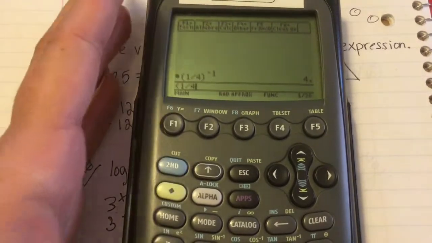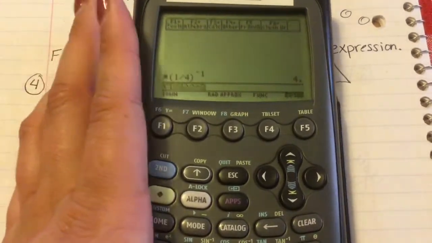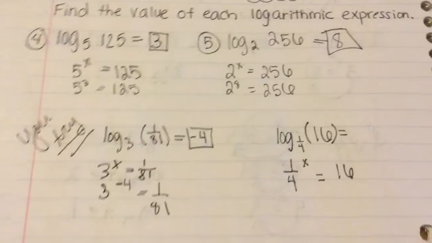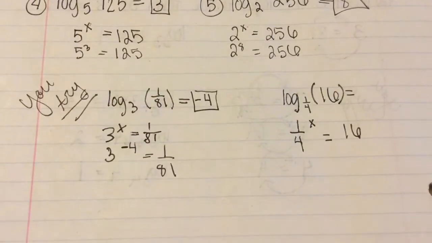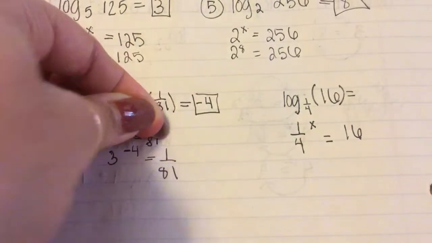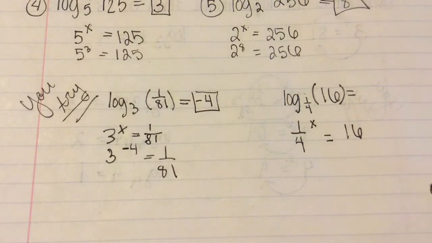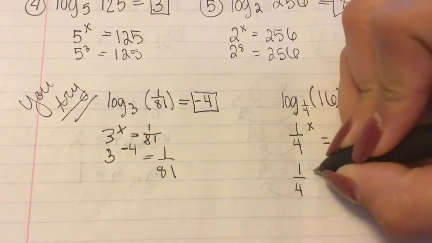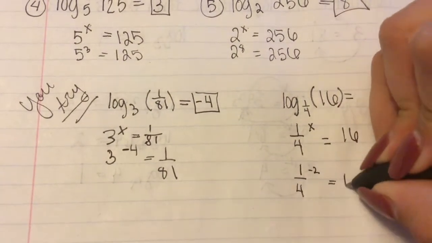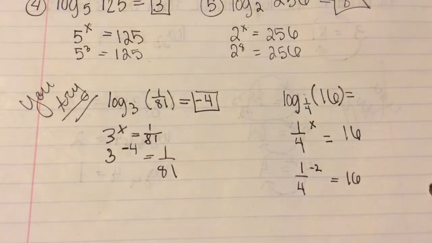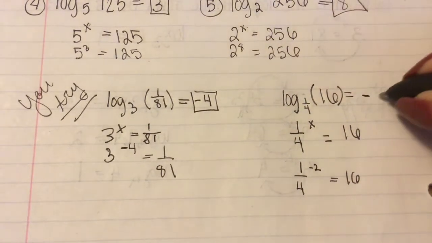1/4 to the negative 2. And I get 16, yay! So if I'm trying to change that fraction into a whole number or a whole number into a fraction, I'm probably gonna have a negative exponent. 1/4 to the negative 2 is gonna give me 16. I checked that in my calculator. I can also do that by hand. I know that this is equal to negative 2.